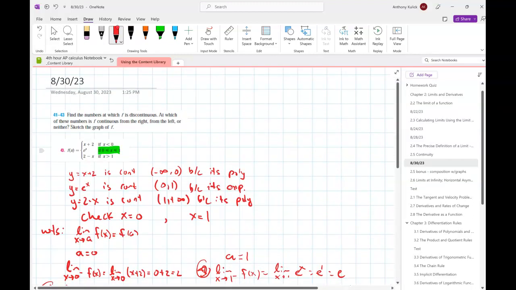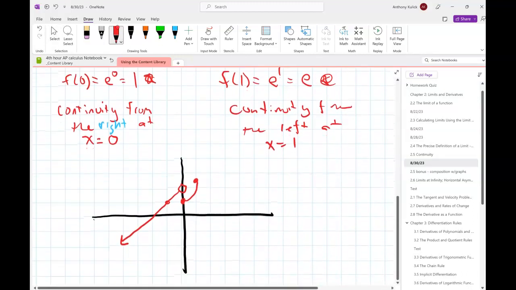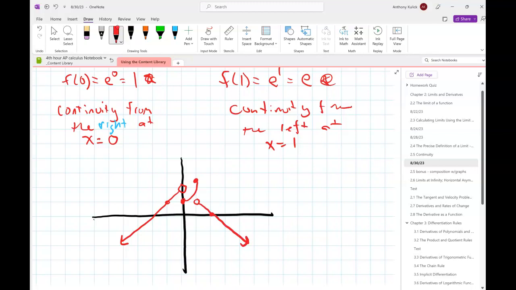And then the last one is also linear, so just 2 points will do. These are from 1 to positive infinity, so I'll just do 1 and 2. So at x equals 1, I get the point (1, 1), and at x equals 2, I get the point (2, 0). So it kind of looks like that.